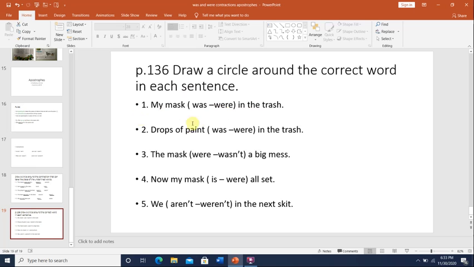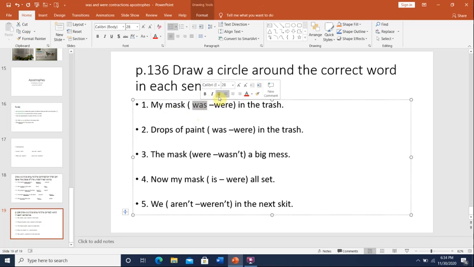Okay, so although this sentence doesn't say last week or yesterday, we understand that this sentence is in the past because it has was and were. So how do we know which one to choose? We go to the subject. What is the sentence about? My mask. Is it one or more? It's only one mask, my mask. So that means when there's only one, we choose was. My mask was in the trash.